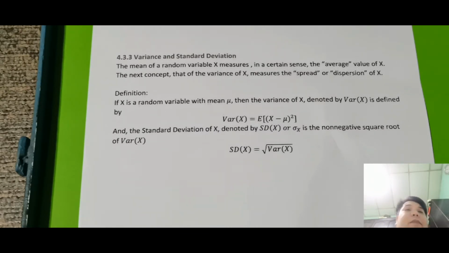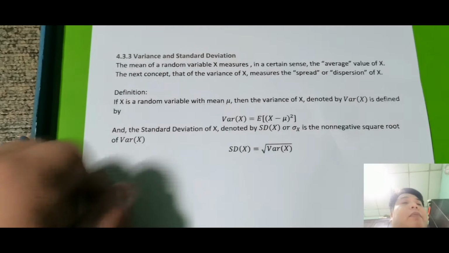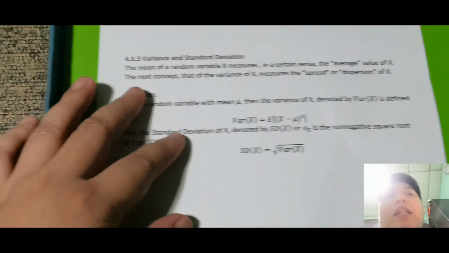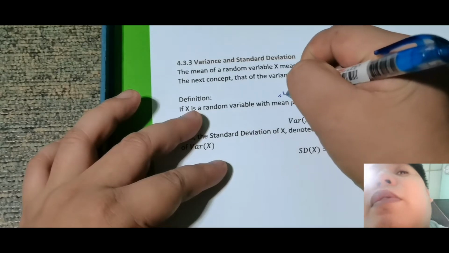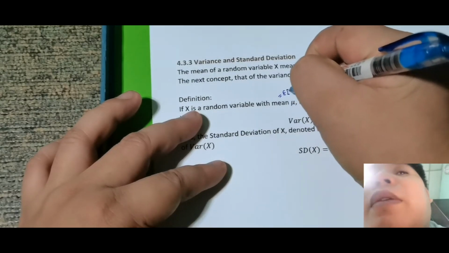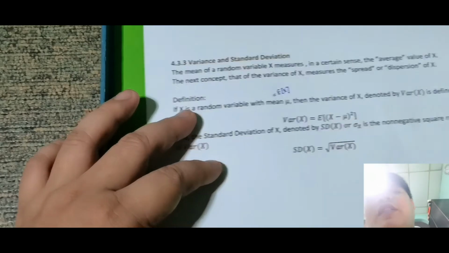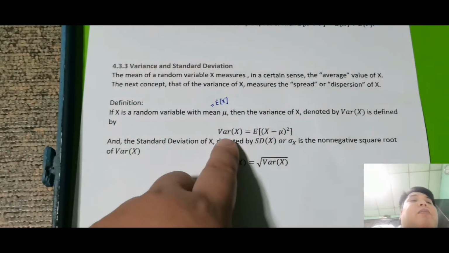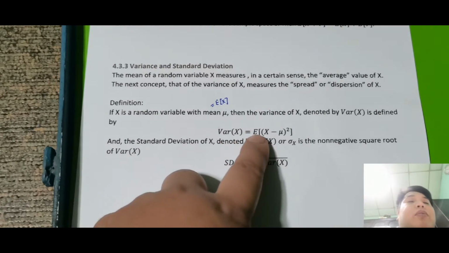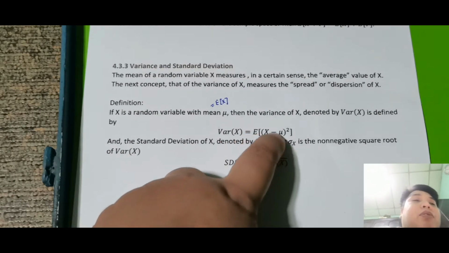Okay, so now let's have a definition. We all know what the expected value is, right? So how do we get it? Let's have a definition. If x is a random variable with mean mu, that is the expected value, the mean being similar to the expected value of x, then the variance of x, denoted by Var(x), is defined by Var(x) equals the expected value of (x minus mu) squared.